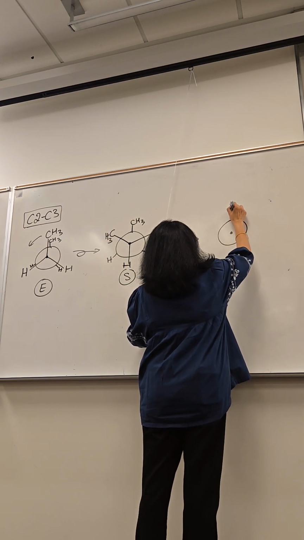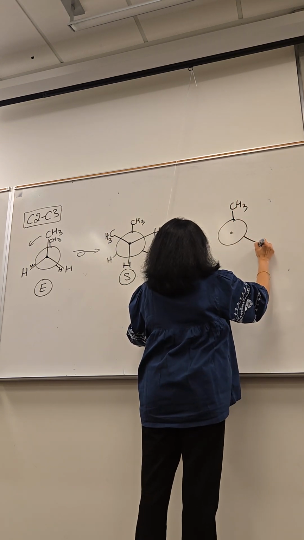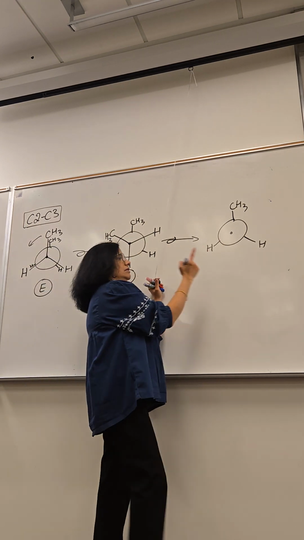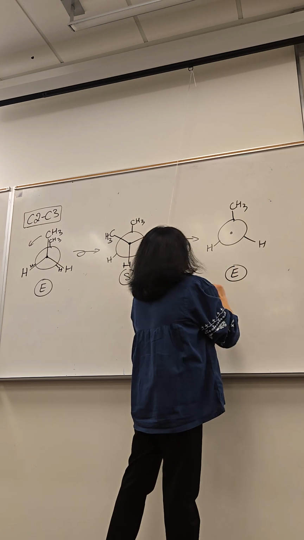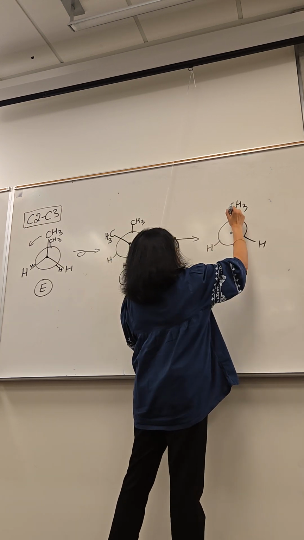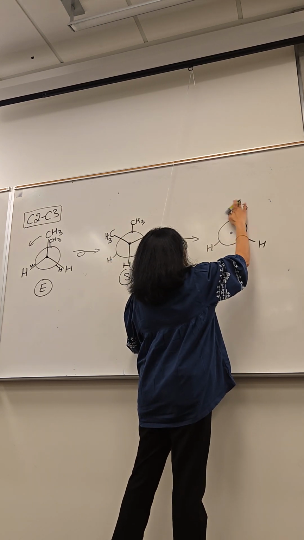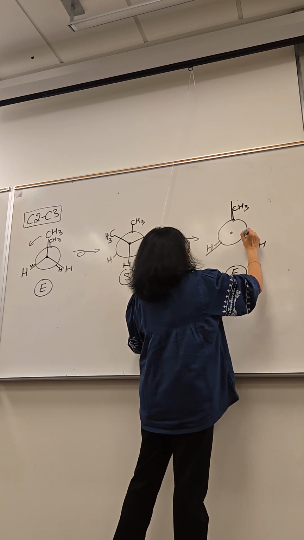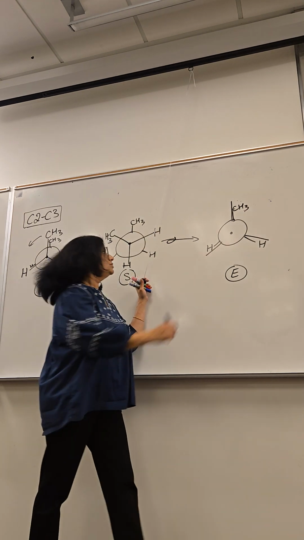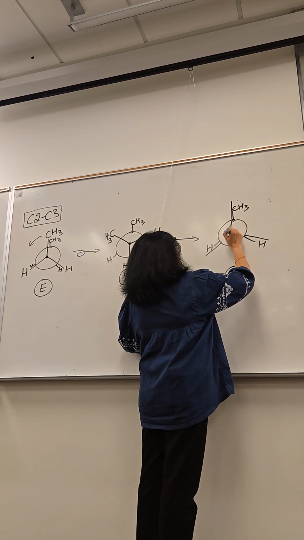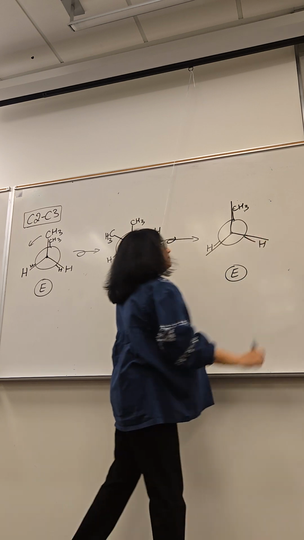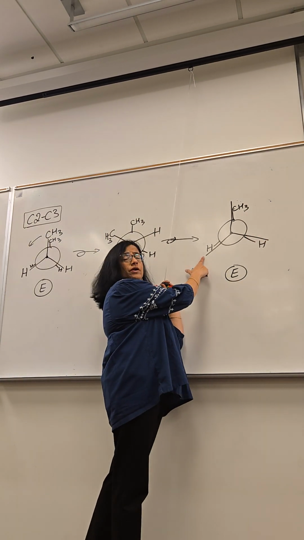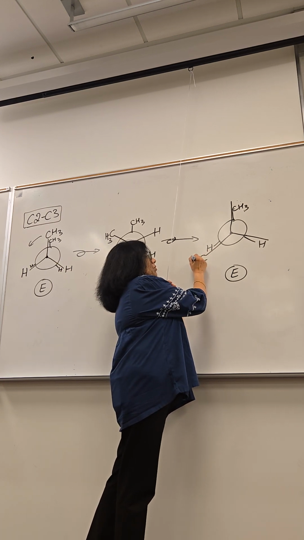So starting with what we had before, what does it become? Staggered becomes eclipsed. Which means we have a bond that's eclipsing. Right there, right here, and right there. It needs to come to the front atom because that's your front carbon, right? Everybody? What's on this bond? CH3. What's on that bond?